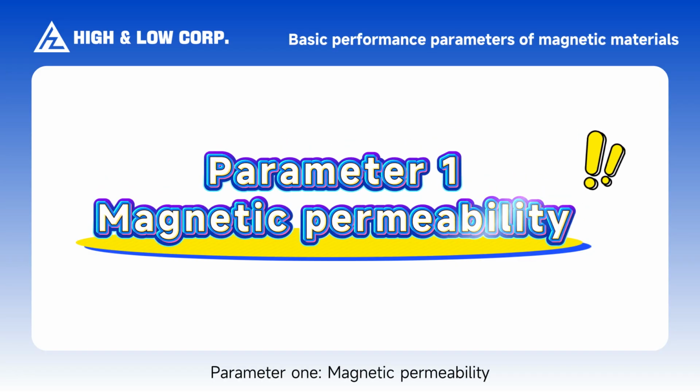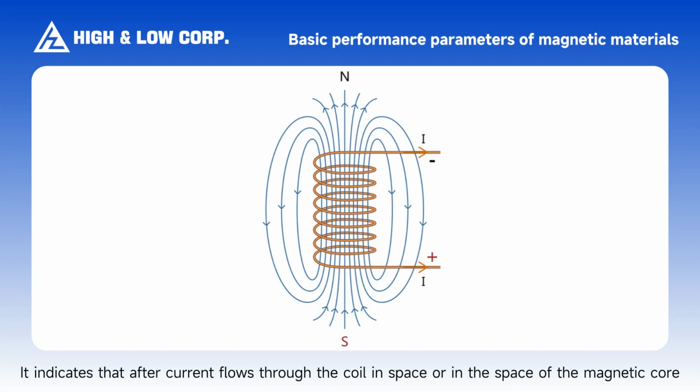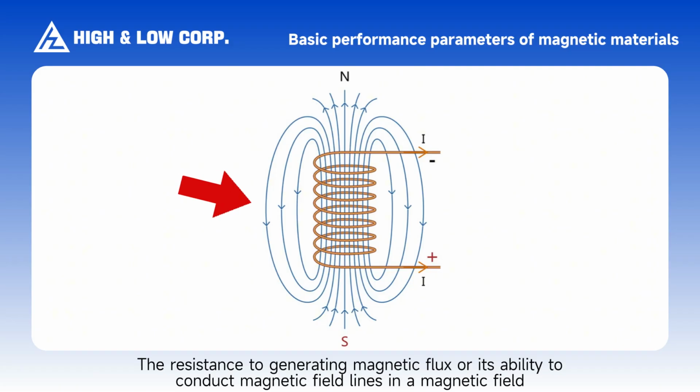Parameter 1. Magnetic permeability. Magnetic permeability is a physical quantity that characterizes the magnetic properties of a magnetic medium. It indicates that after current flows through the coil in space, or in the space of the magnetic core, the resistance to generating magnetic flux, or its ability to conduct magnetic field lines in a magnetic field.